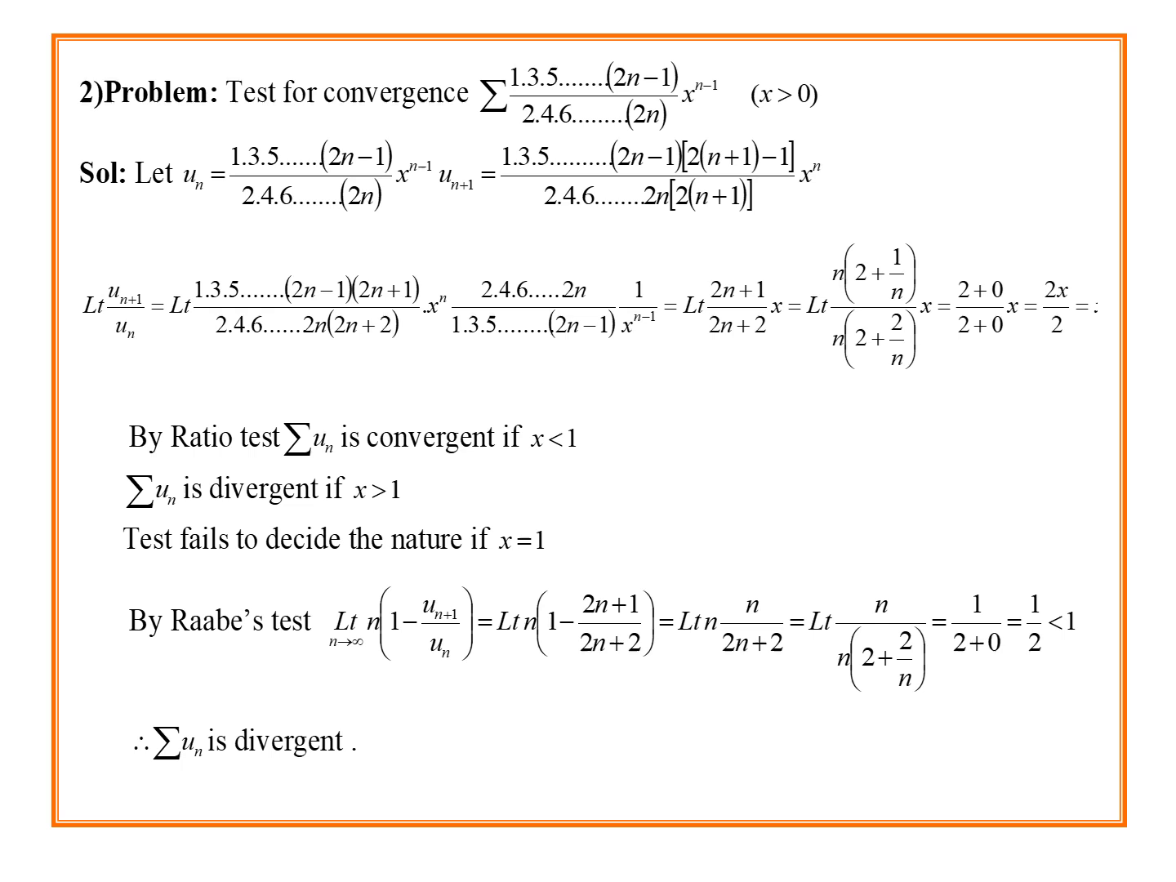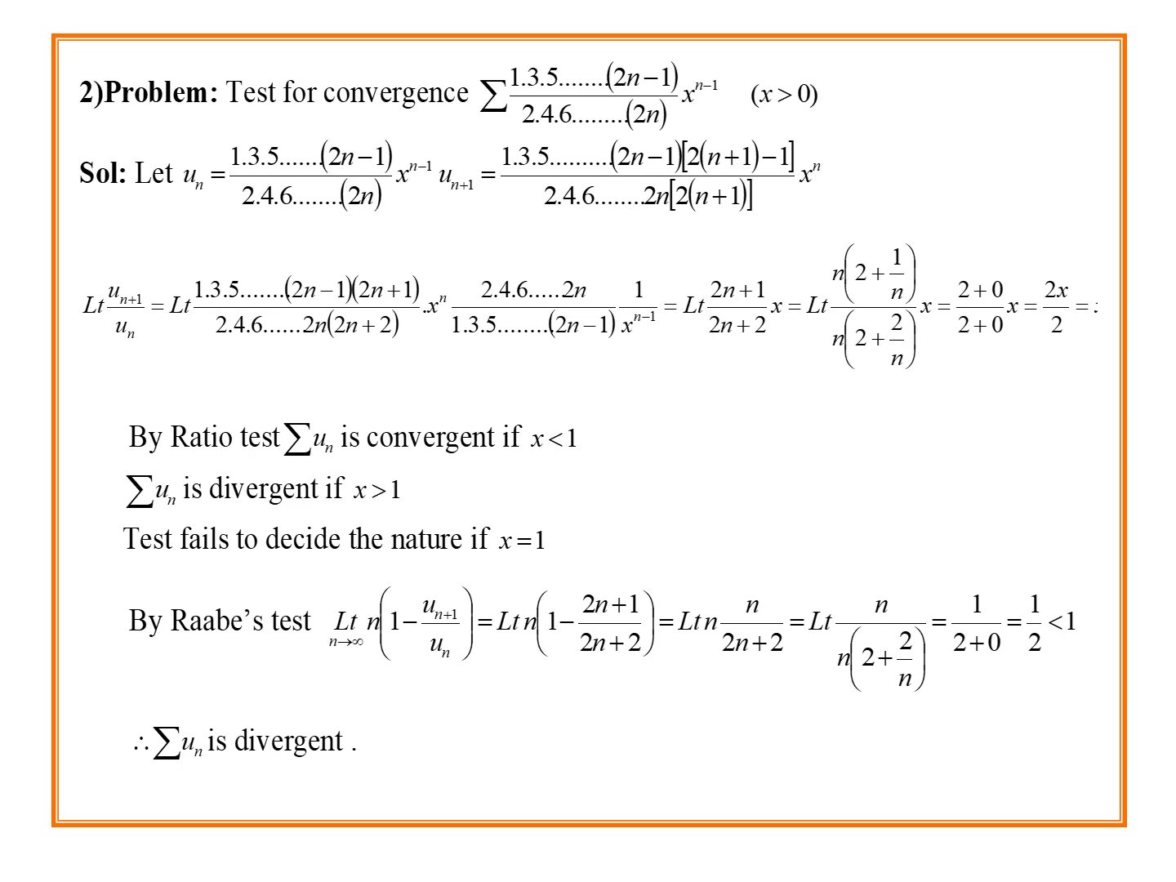Test for convergence, sigma 1 into 3 into 5 so on 2n minus 1 by 2 into 4 into 6 so on 2n into x to the power of n minus 1, where x greater than 0. First take, let un is equal to, what is our un value? 1 into 3 into 5, so on to n minus 1 by 2 into 4 into 6, so on to n into x to the power of n minus 1.